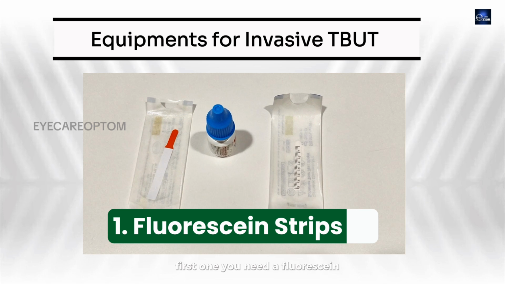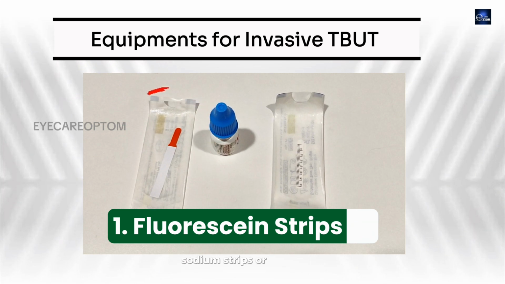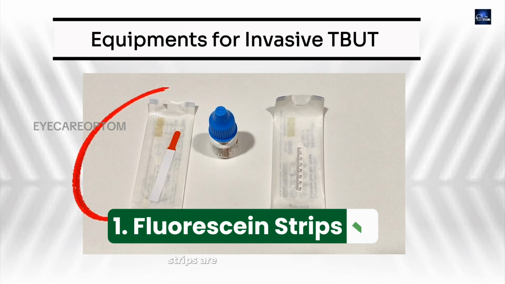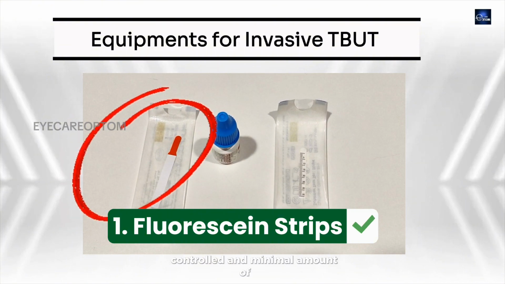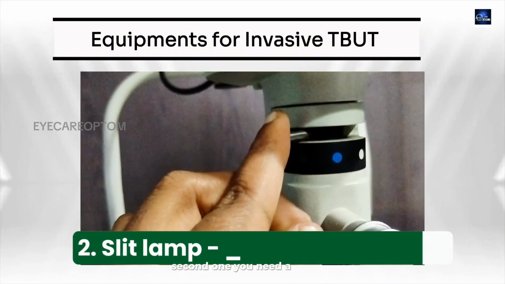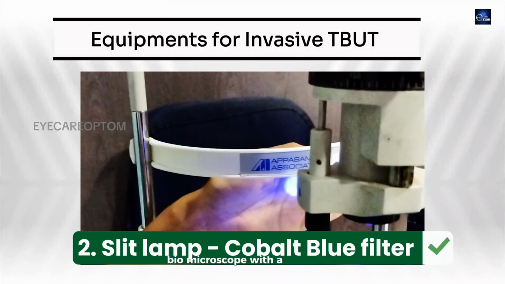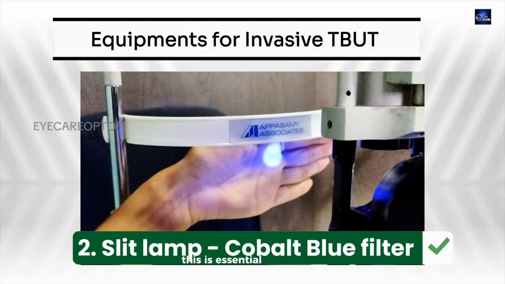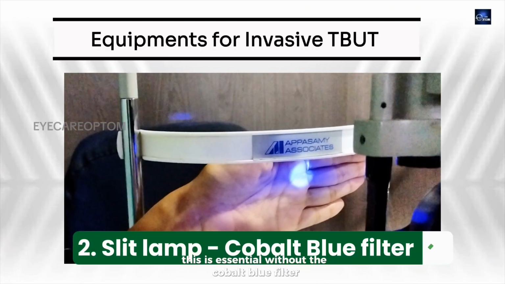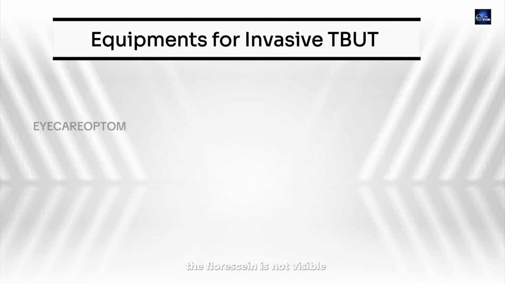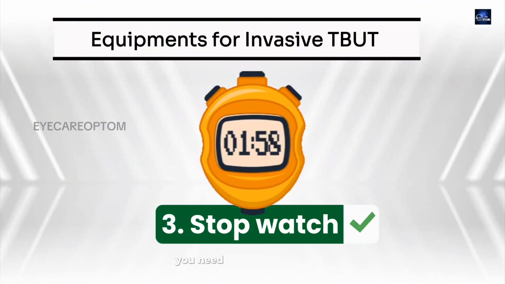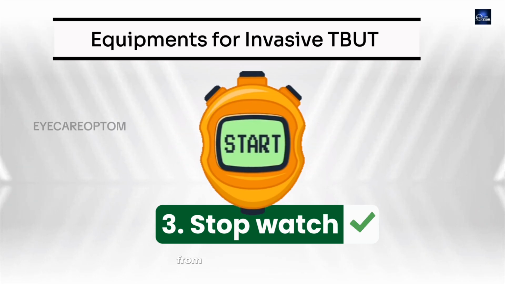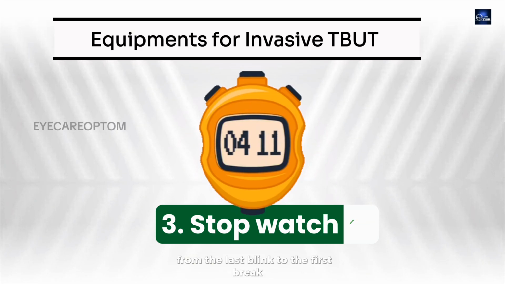First, you need fluorescein sodium strips or fluorescein drops. Strips are preferred because they deliver a more controlled and minimal amount of dye. Second, you need a slit lamp biomicroscope with a cobalt blue filter. This is essential. Without the cobalt blue filter, the fluorescence is not visible. The third one, you need a timer or a stopwatch. You need to measure the time precisely from the last blink to the first breakup.